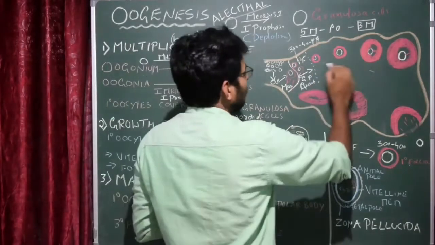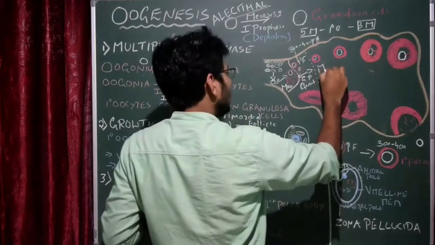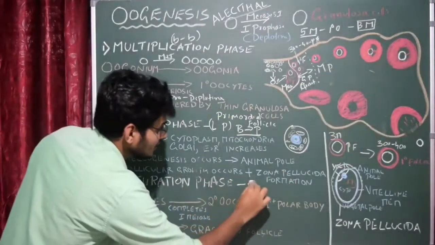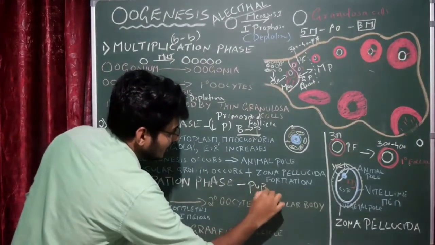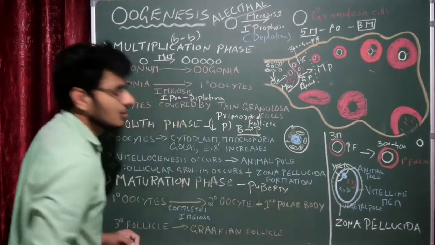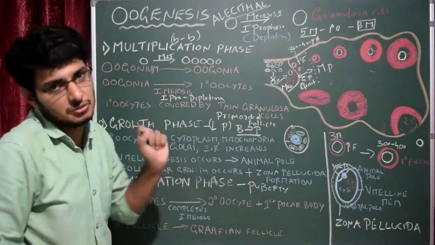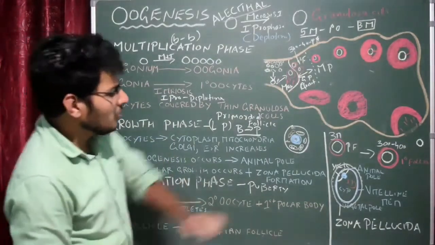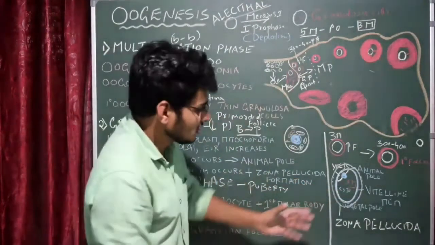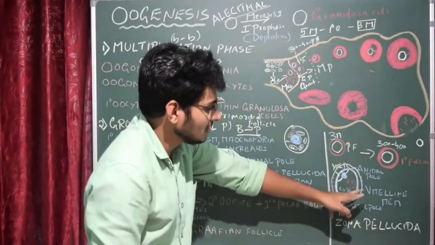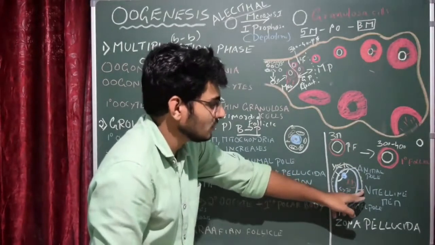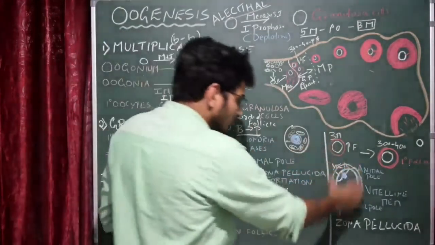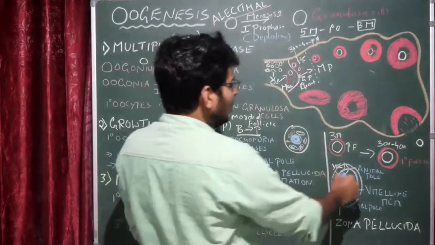From here onwards, this is called the maturation phase. The maturation phase occurs when the female attains puberty, that means when she attains her first menstrual cycle or first ovulation process. In the maturation phase, the same primary oocyte, which already has two layers, the vitelline membrane and the zona pellucida, undergoes the completion of meiosis.